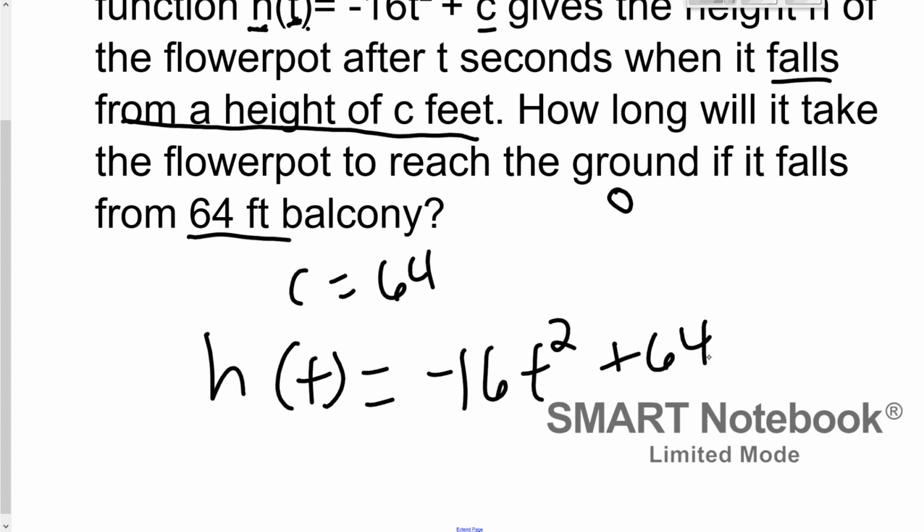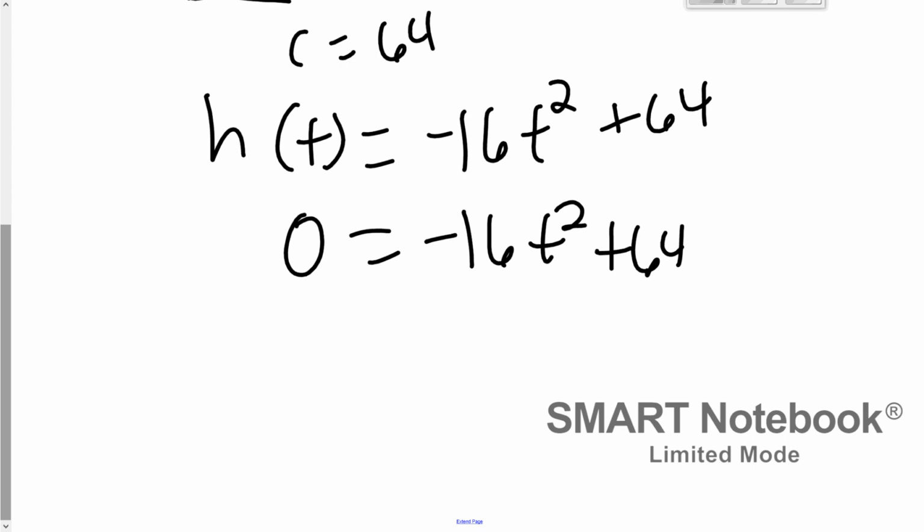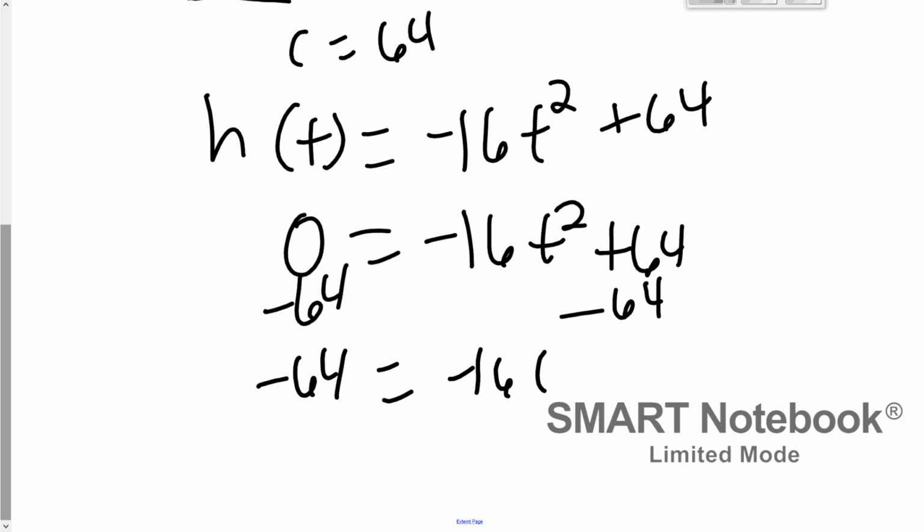Okay, so then we're figuring out how long it will take the flower pot to hit the ground, where the ground is 0, so plug in 0 for our height, because that's what we're trying to solve for. We're trying to solve for our time, t, when it hits the ground. So we get t by itself, subtract 64 from both sides, we get negative 64 is equal to negative 16t squared.